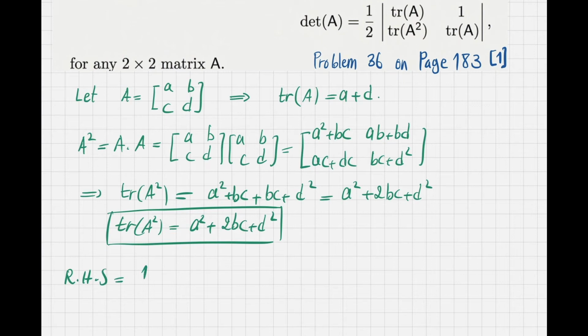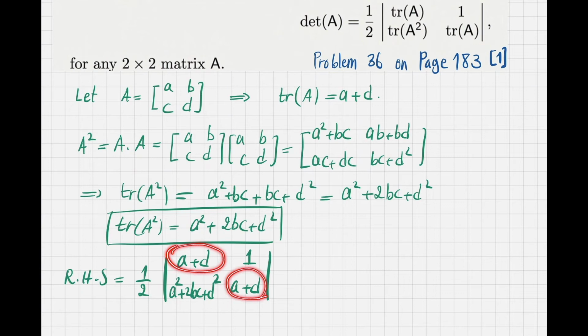is equal to 1/2 the determinant of trace of A. Trace of A is A plus D, so I put A plus D here and here. And then I have 1 here, and instead of trace of A squared, I put this expression that I got just right now. So this is A squared plus 2BC plus D squared. And now I calculate this determinant, okay? So for calculating this determinant, I have to multiply these two. I have to multiply these two and subtract them. Then I have a factor of 1/2 here as well.